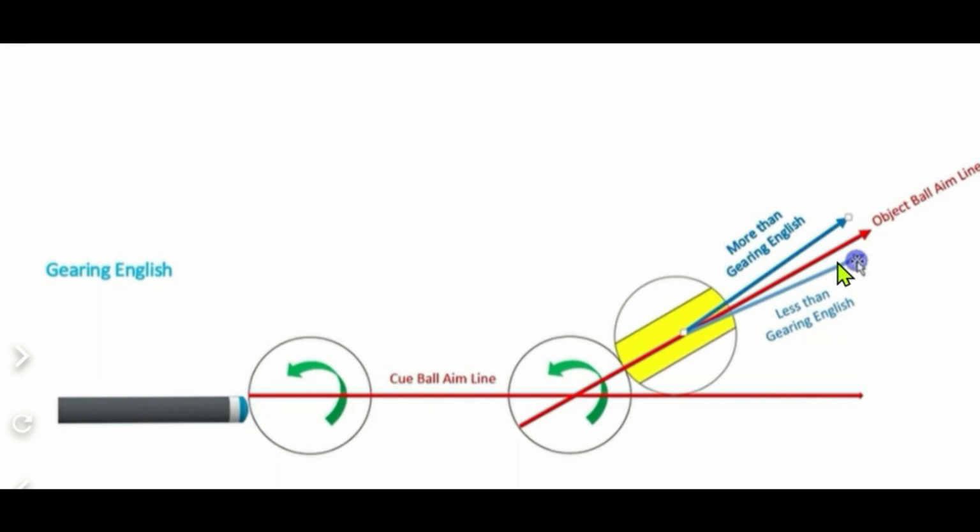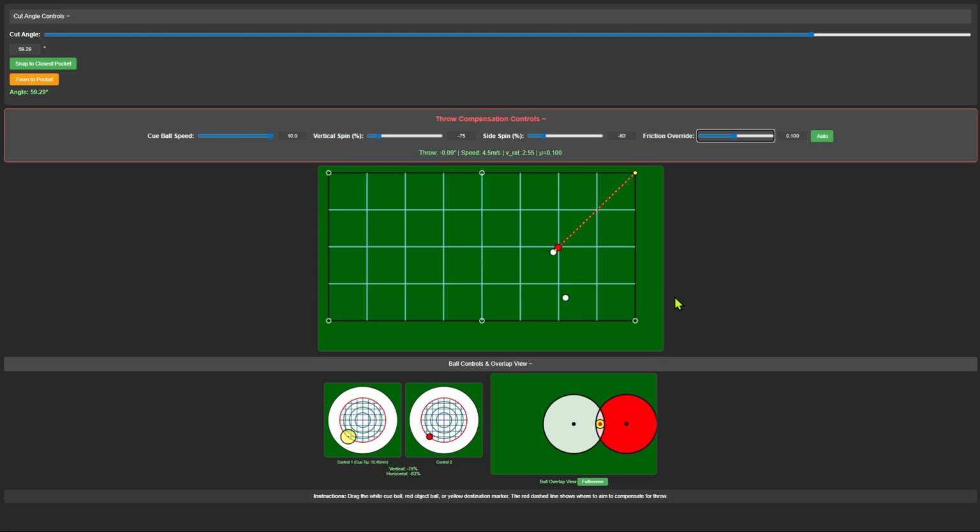Effectively, on a 30-degree cut, you can put 20% outside English and have to aim left of the pocket, even though you're putting right English on, because you're not past gearing English yet. That's of course all pertaining to this example. You have a 30-degree cut to the left, so your gearing English is 35-40% to the right. So this is where you play around with the app to see certain things.